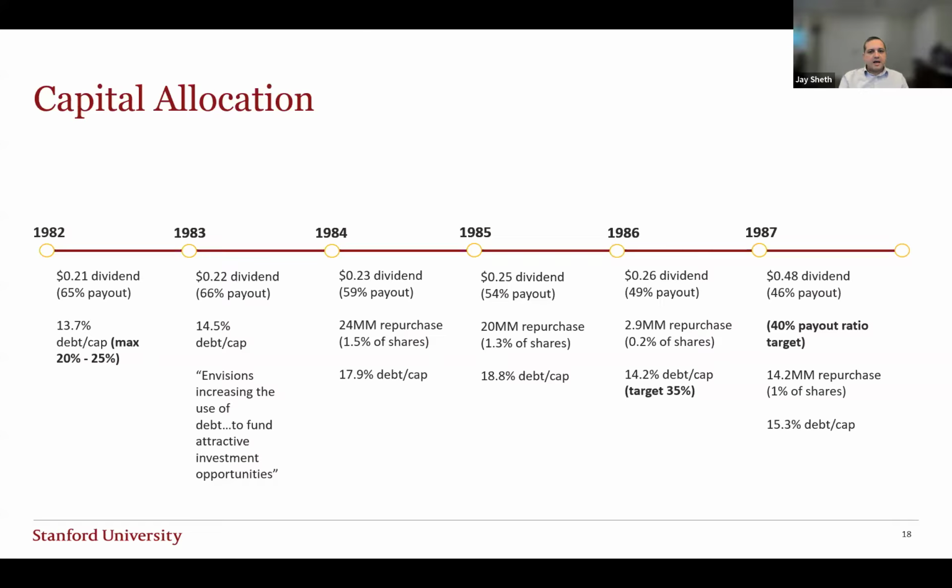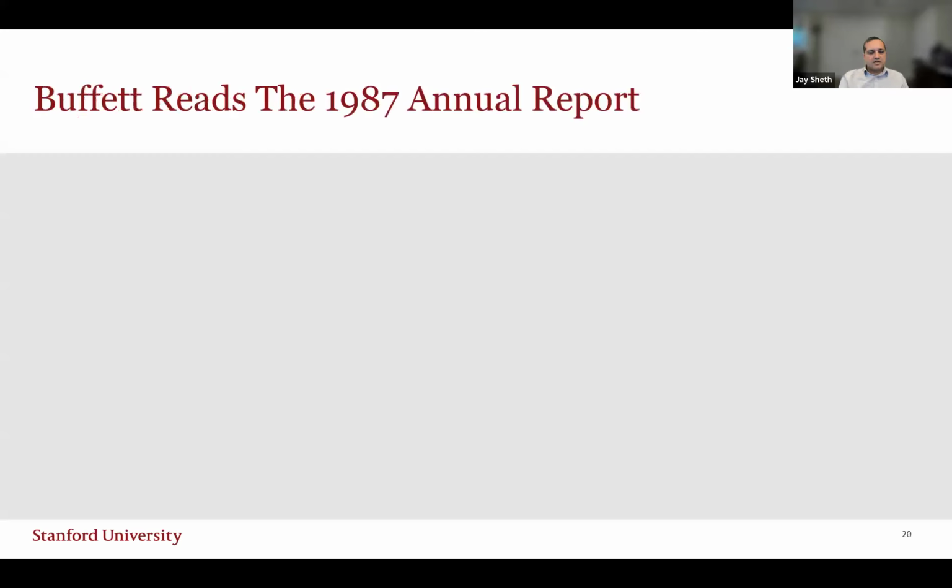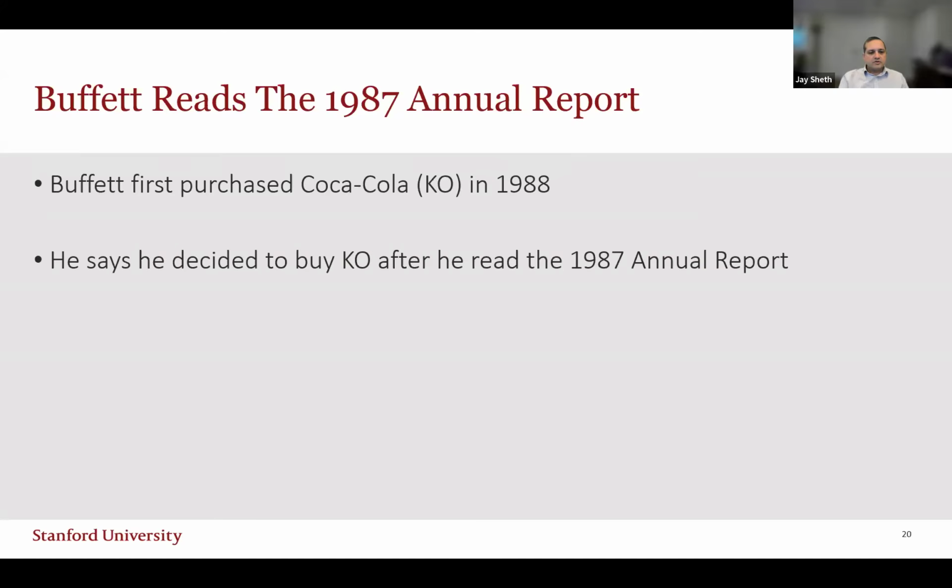So this is all the stuff that happened in the years since new management took over, between then and when Buffett finally invested. So let's go next. So Buffett buys Coca-Cola. He really says that he purchased Coca-Cola first in 88. He read the 87 report and decided that was what convinced him to buy Coca-Cola. So what did Buffett see?